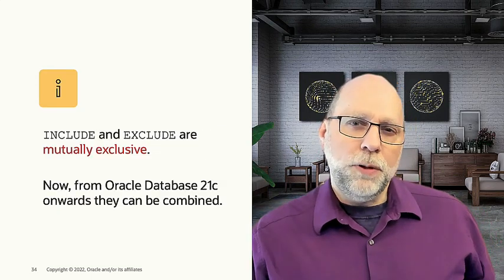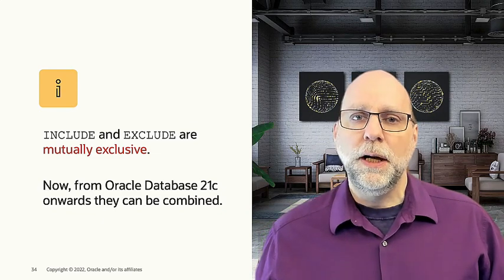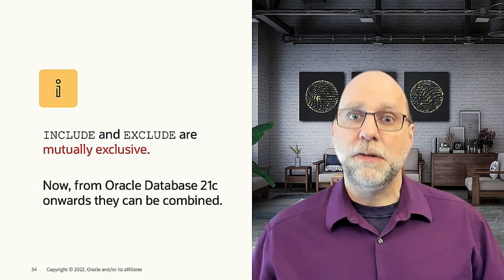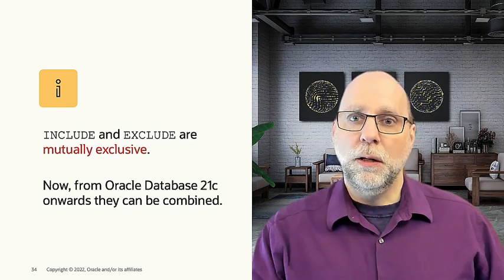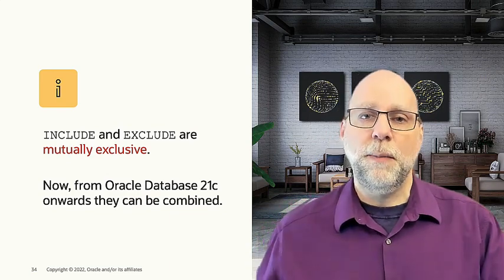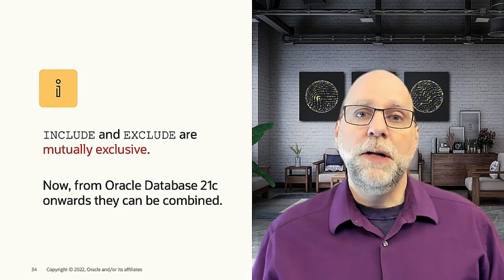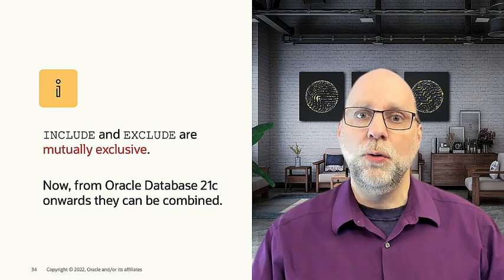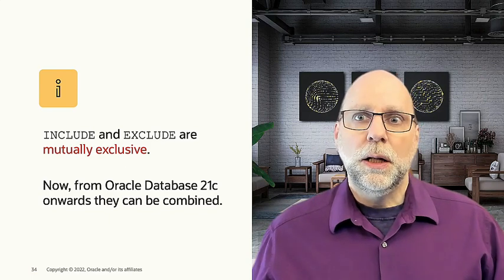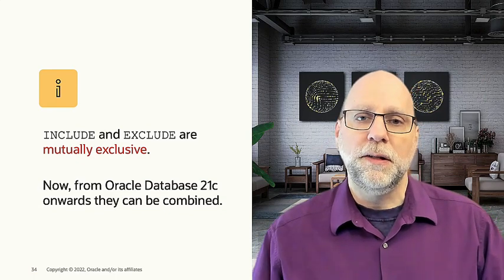So up to 21c, include and exclude for Data Pump were mutually exclusive. That means you could either exclude certain types of objects, which means that the Data Pump job will export or import everything except for those objects that you excluded. Or you could include objects, which means that the Data Pump job would work only on those objects that you included. Well, starting with 21c, you can now combine include and exclude in the same job.